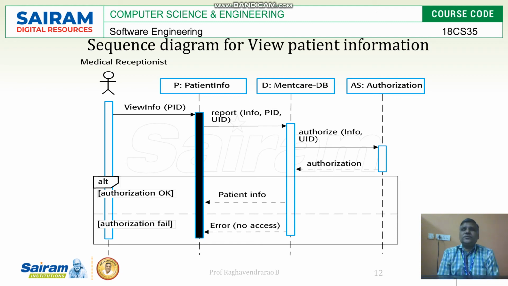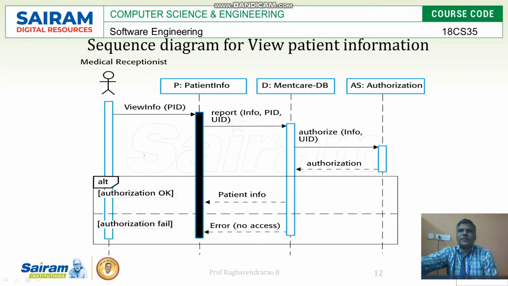So here you can see that the actor is the medical receptionist, and these are the objects. You see P, patient information. D, Medicare database. AS is authorization. Like this only you should write. Then these vertical lines go till this point, which says it is in the active state. Till this point the active state it is going to be. Next it is going to start again.